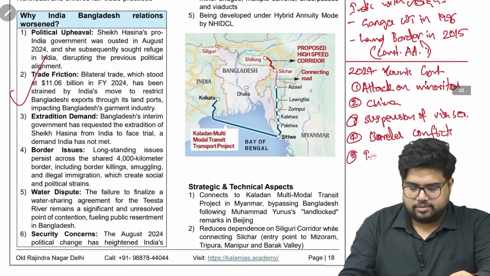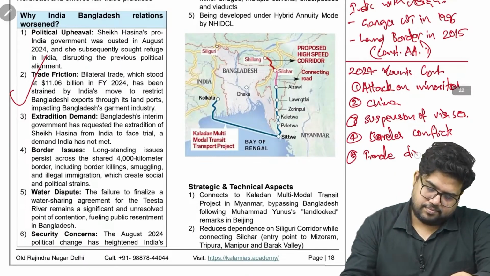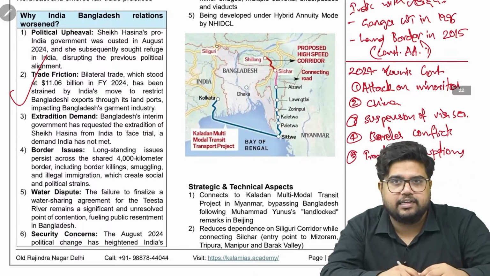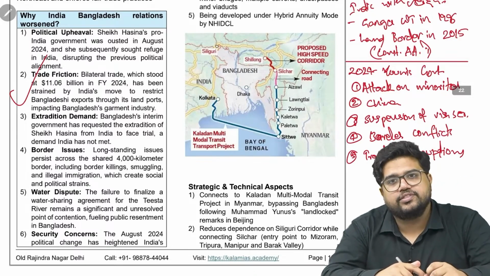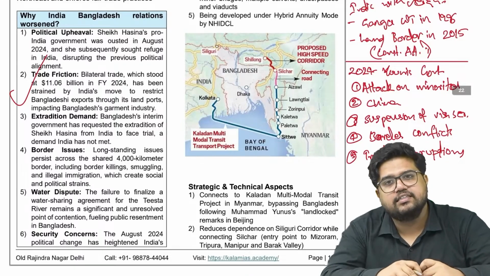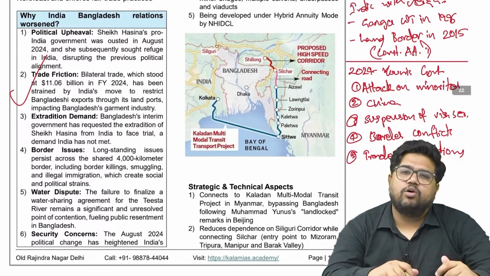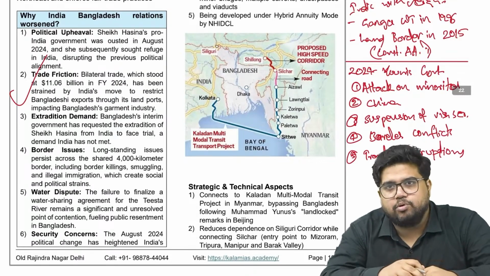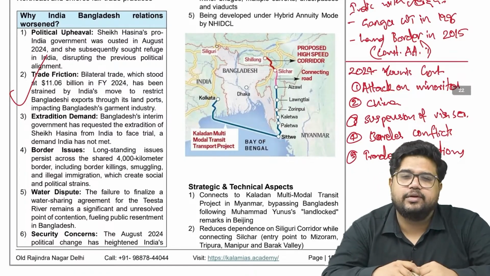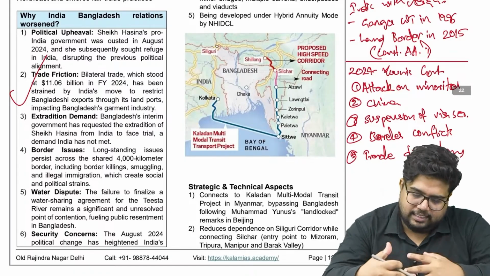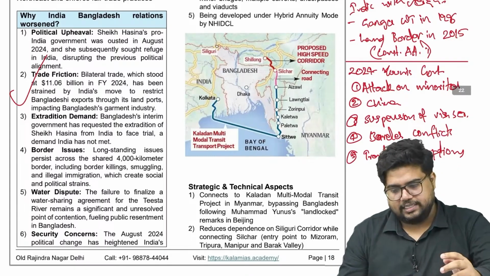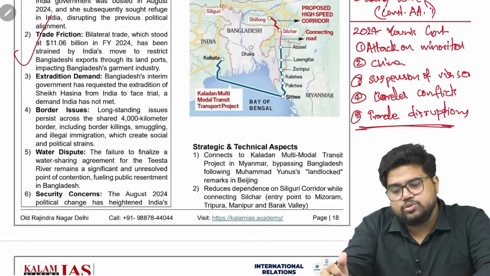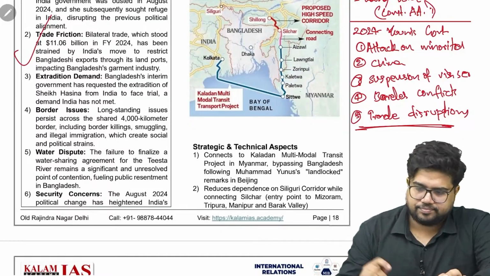We have trade disruptions. India has cancelled the transshipment agreement after these comments of Yunus during his China visit. India has also blocked the unlimited access for Bangladesh goods into certain ports, including the Kolkata port and the Visakhapatnam port. So there have been considerable disruptions in the trade aspect as well. These are the current ongoing issues with Bangladesh.